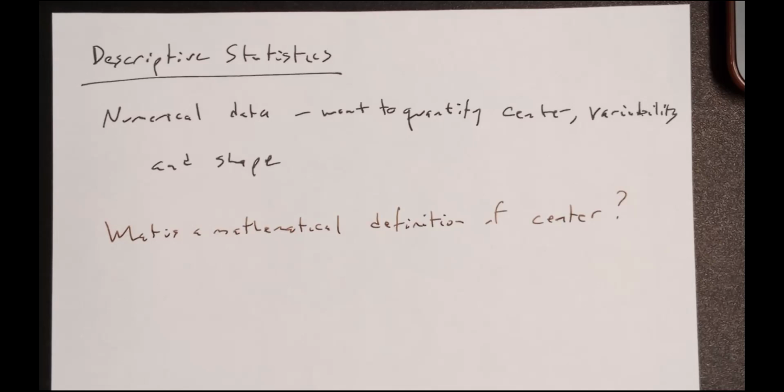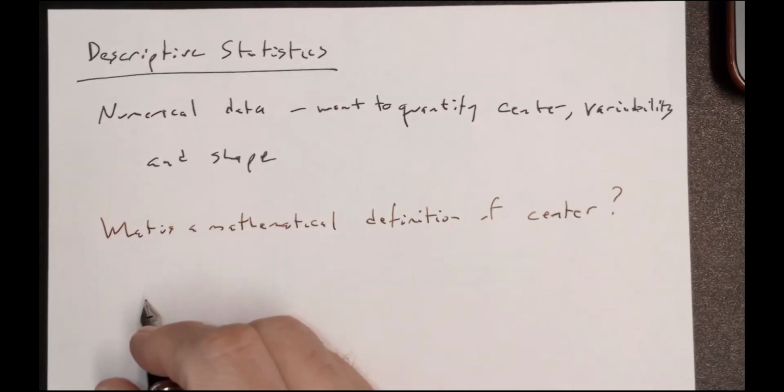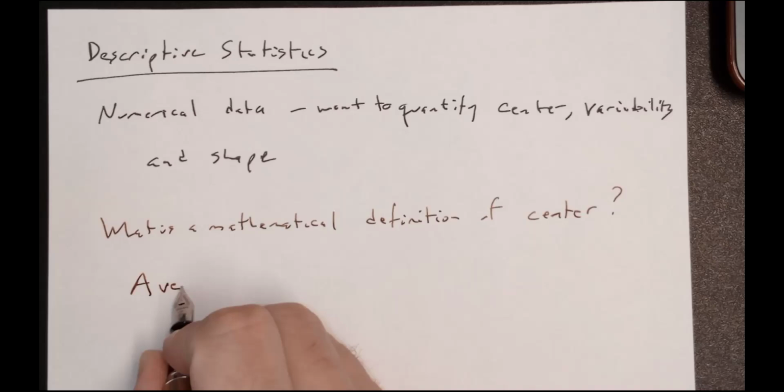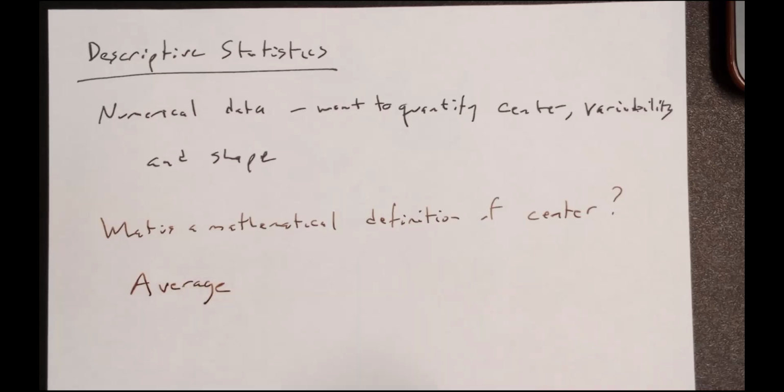Emily? Average. Average. What's an average? All the numbers added together divided by the amount of input you have. I'm going to be another geek for a second. We don't call this the average. We call it the mean, the arithmetic mean.